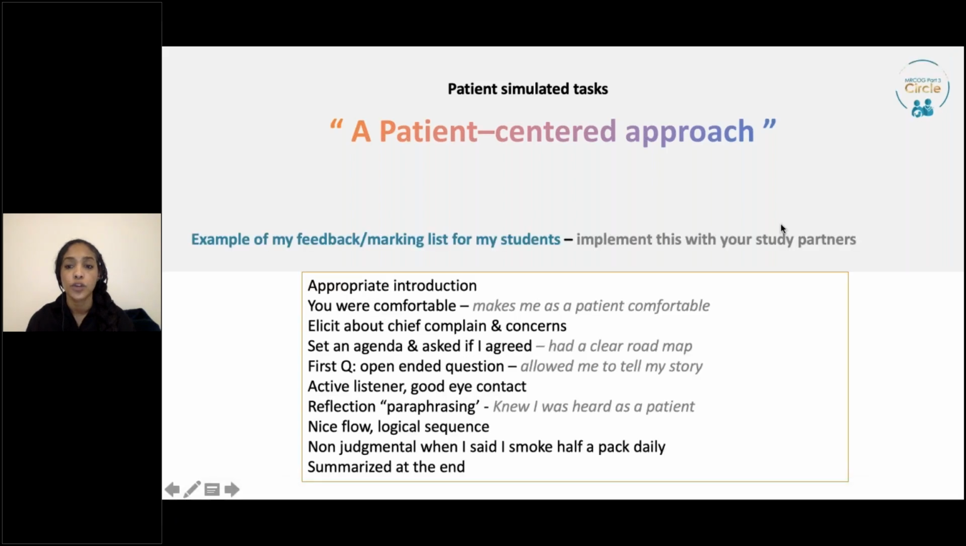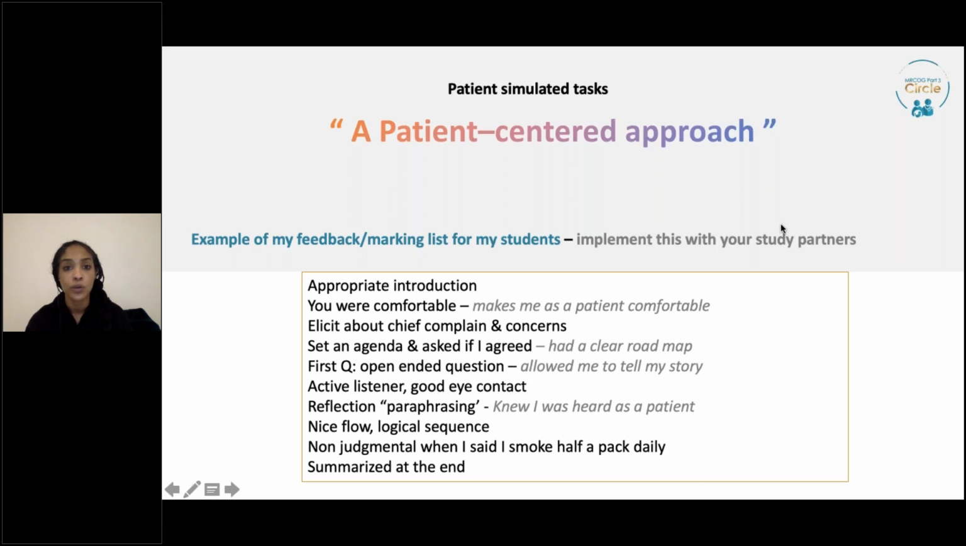Okay, so for you to be able to understand what I mentioned earlier, and also when you're practicing with your study partner, knowing what you need to pay attention to in terms of marking them. I just got an example of my feedback or marking list for my student, and you can implement this with your study partner in terms of communication with patient skills.